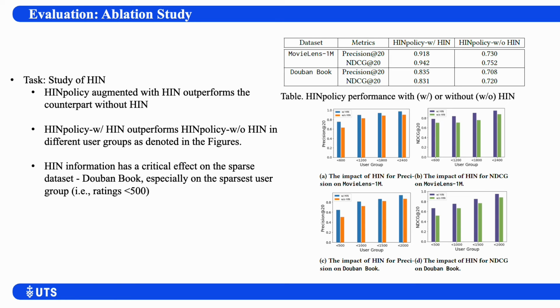And in these four figures, we divided the users into four user groups by the number of user interactions with the items. For example, the 600 group denotes that the users had at least 600 interactions with the items. And by comparing these four figures, we can see that the HIM policy equipped with the heterogeneous information can outperform the HIM policy model without incorporating the heterogeneous information in the different user groups as denoted in these four figures. And also, we can see from these figures that the heterogeneous information has a critical effect on the sparsest Douban book dataset, especially on the sparsest user group, which is the user group with under 500 ratings.